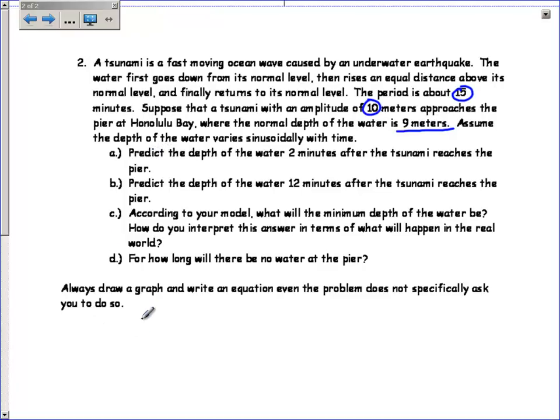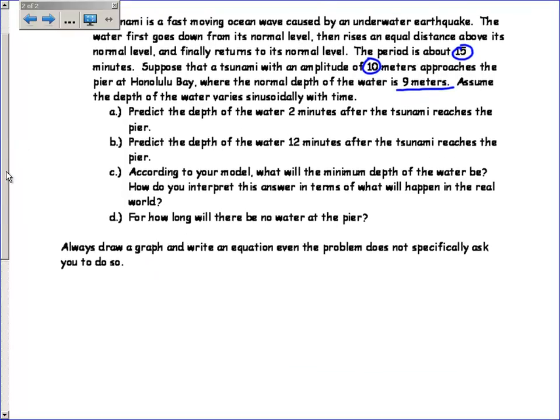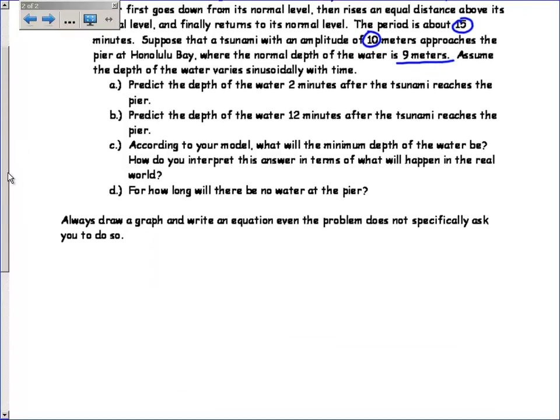I've got the normal water level. Let's go down just a little bit. See, my paper does a pretty good job of making straight lines here. Pretty good job anyway. Alright, so I've got a normal water level of 9 feet. And I've got an amplitude of 10. So that means that the water is going to go 10 above that and 10 below. Okay, what else do I know?